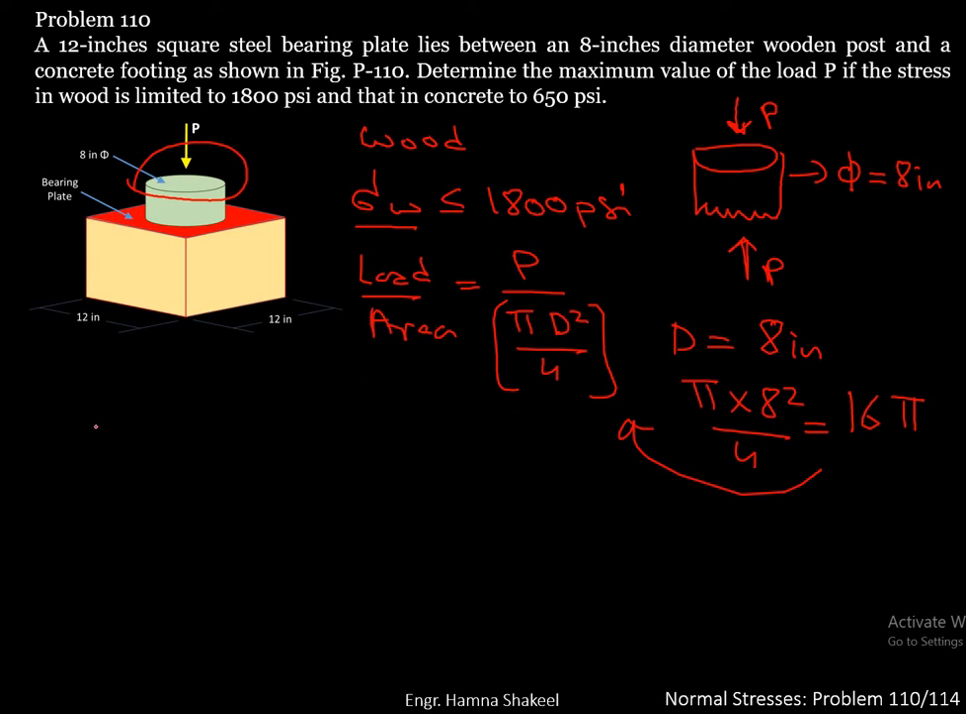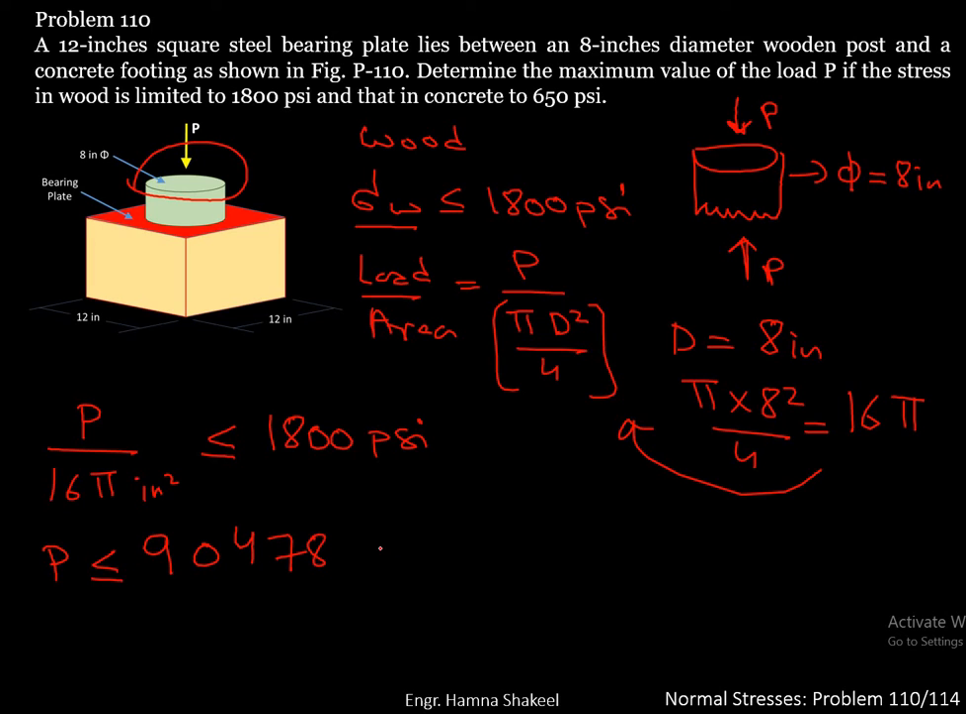So the area will become pi into 8 square by 4, which is equal to 16 pi. Put this value in the equation, you will have P divided by 16 pi inch square, and this must be less than or equal to 1800 pound per square inch. When you solve this, you get a value of P less than or equal to 90,478 pound. So this is the limiting load on wood.